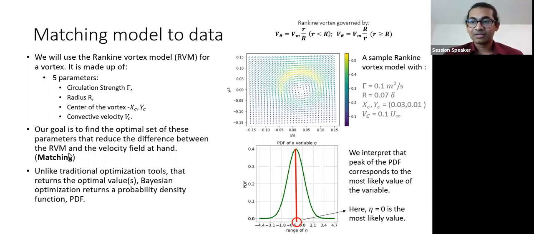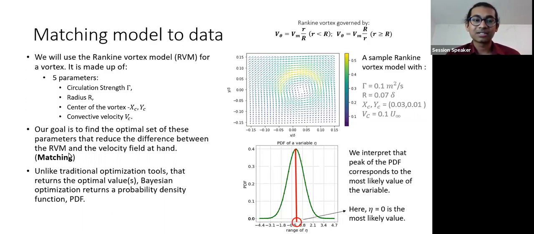I will go into detail on how we match the velocity field to a model. We will use the Rankine vortex model for a vortex. It is made up of 5 parameters: the circulation strength, the radius, the center of the vortex, the x and y positions, and the convective velocity. A vortex model with sample parameters can be seen on the right, and the governing equations for an RVM can be seen on the top. Our goal is to find the optimal set of these 5 parameters that reduce the difference between the RVM and the velocity field at hand. This is the matching process.